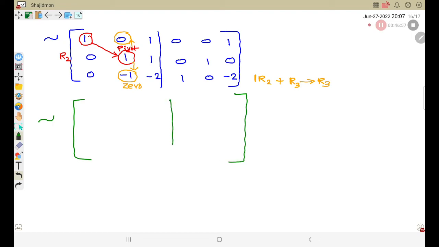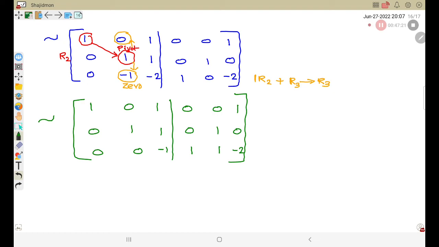Okay, what we are getting? First row no change. 1 0 1 0 0 1. Second row no change. 0 1 1 0 1 0. Third row we need to use this transformation and we need to write the answer. We will get like 0 0 minus 1 1 1 and minus 2. You can verify that one.